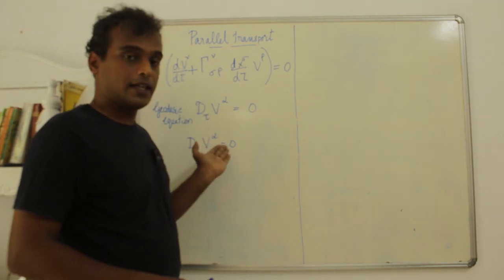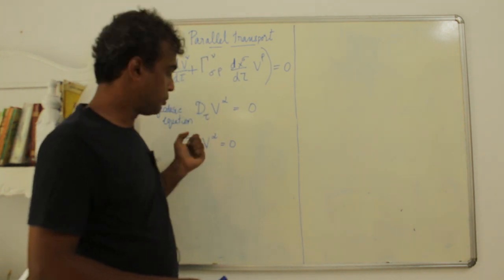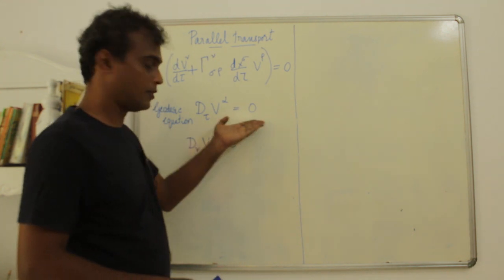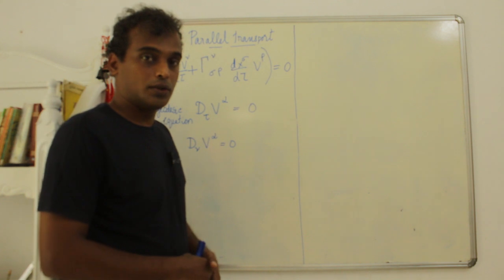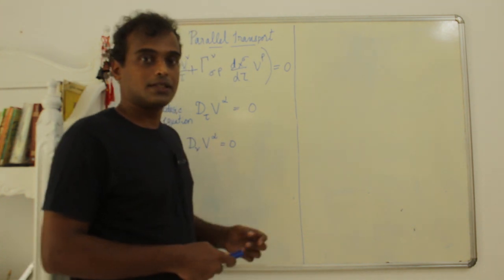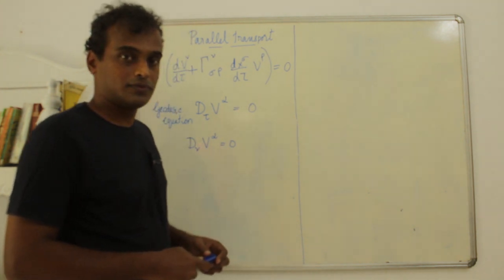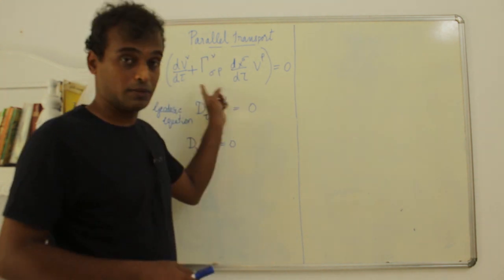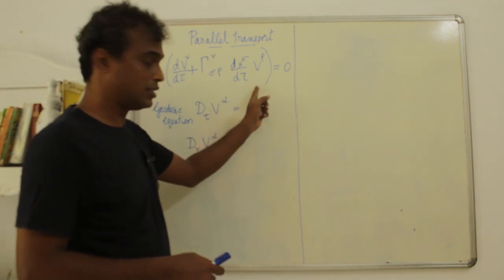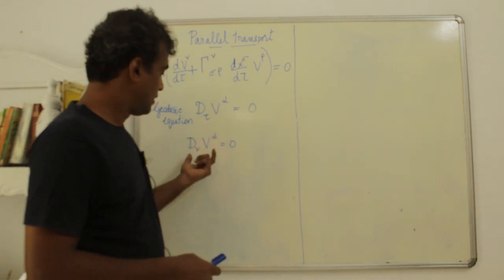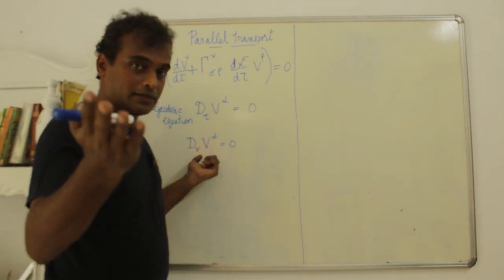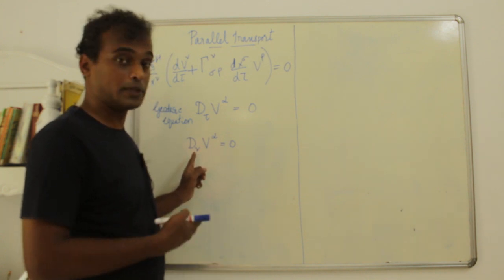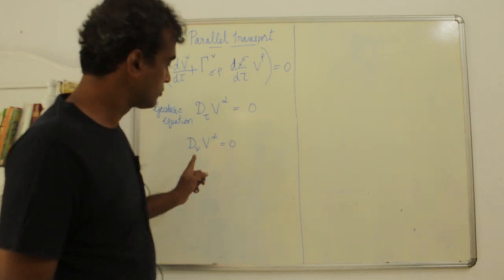The condition a vector has to satisfy during its parallel transport is given by this equation: the covariant derivative of that vector has to be zero. That can be stated in two ways. One, as a covariant derivative taken with respect to the proper time, as is shown in this equation, or in terms of the usual covariant derivative that we have already seen, that is, the derivative taken with respect to the respective coordinate, x^mu.